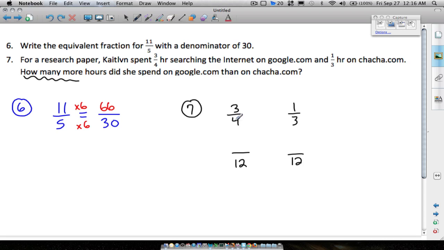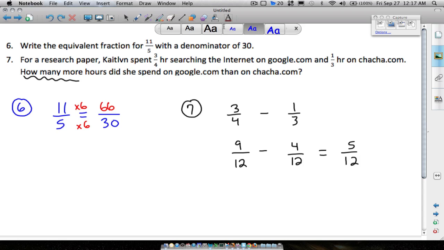How did we get from 4 to 12? 4 times 3 gives you 12, so 3 times 3 gives you 9. How do we get to 12 over here? 3 times 4 gives you 12, so 1 times 4 gives you 4. Look at your fractions. 9/12 is bigger than 4/12. So we can just go ahead and subtract these things. 9/12 minus 4/12 is 5/12.